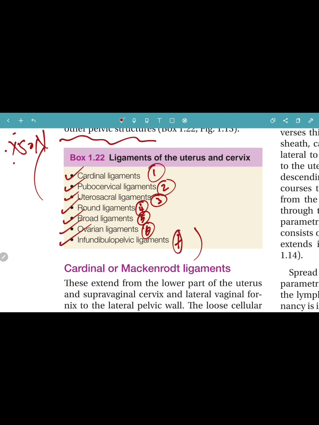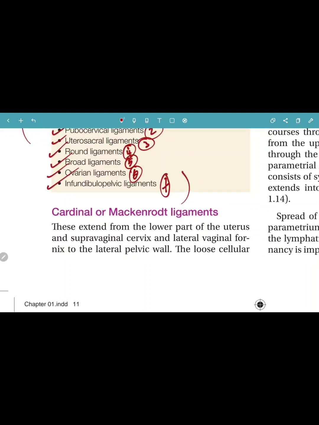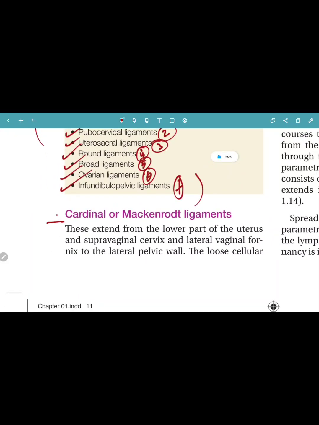The first one is the cardinal ligaments, then the pubocervical ligaments, the uterosacral ligaments, the round ligaments, the broad ligaments, the ovarian ligaments, and the infundibulopelvic ligaments. First let's look at the cardinal, otherwise known as, very important, cardinal or Mackenrodt ligaments. What are these cardinal ligaments?